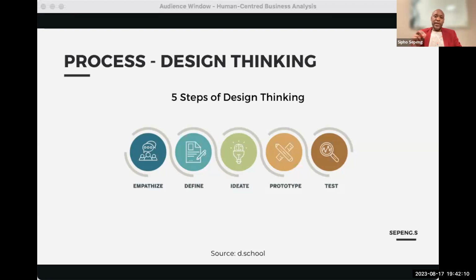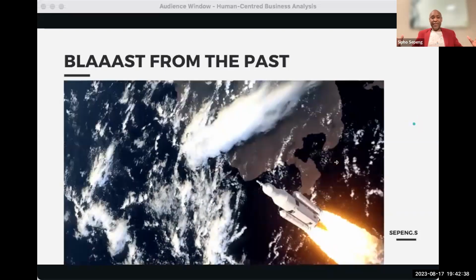And once we land on that MVP, we can then build something that's of high fidelity to test with customers. And that's the test phase. And so the iteration goes as we go into implementation. And so that is the design thinking process.